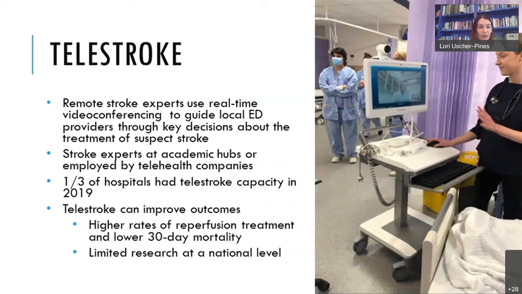As you've heard throughout the past couple days, with telestroke, remote neurologists use video conferencing to guide local emergency department providers through key decisions, including administration of TPA and need for patient transfer. There are a variety of models of telestroke, but one common one is a stroke expert at an academic hub will serve a number of rural spoke sites. So telestroke is pretty common in rural emergency departments. In fact, in 2019, prior to the pandemic, our study team showed that about a third of all hospitals had telestroke capacity, and that proportion has likely grown in the past couple of years, especially as a result of the COVID-19 pandemic. It's great that telestroke is so widespread because research, typically from single hub and spoke networks, have shown that it can improve outcomes.